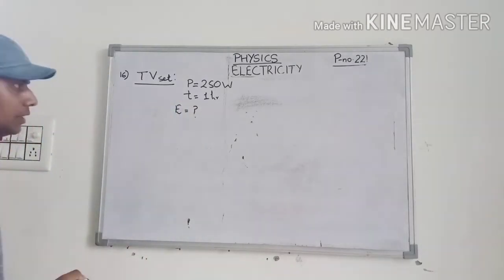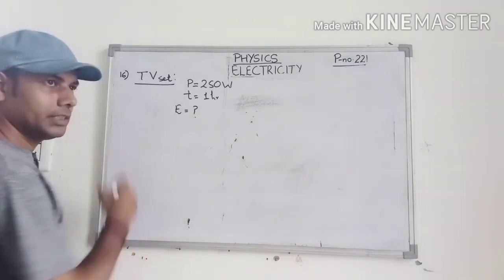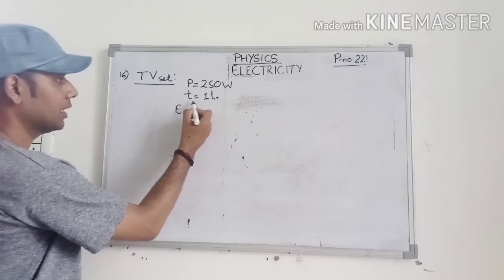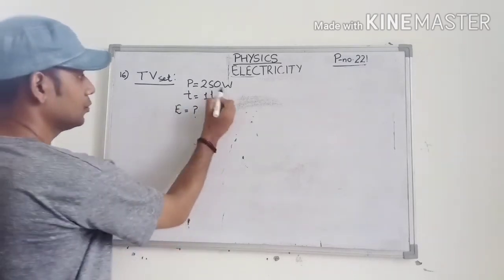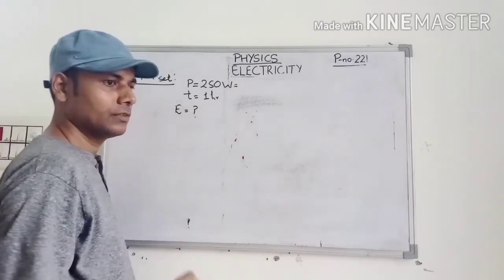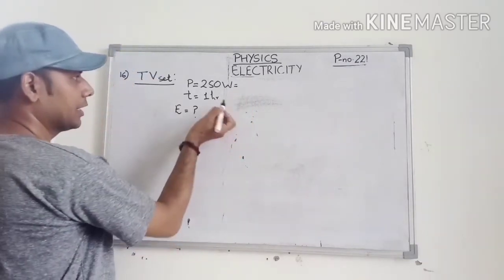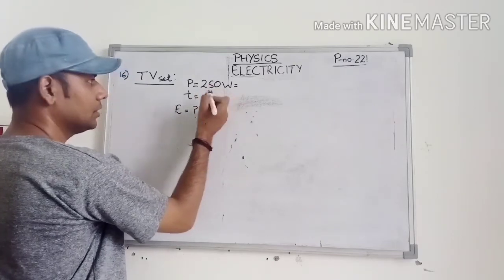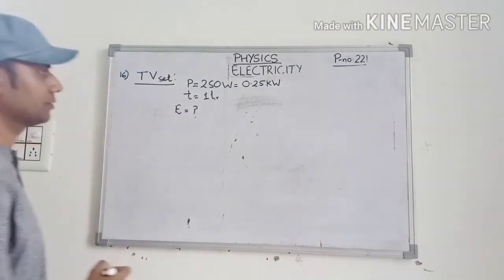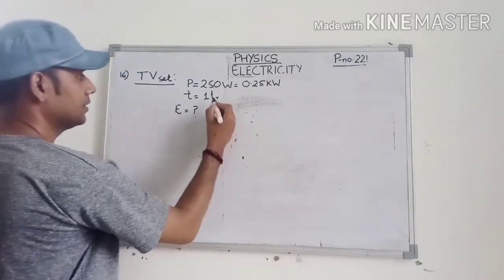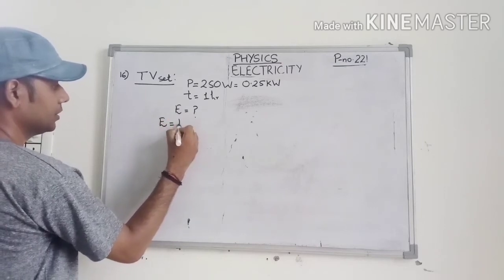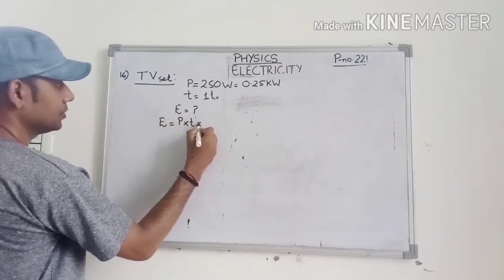As I have told you earlier, for calculating the electrical energy consumed, the power should be in kilowatts and time should be in hours. Here the power is given in watts, so we have to divide it by 1000 to convert it to kilowatts, or directly you can place the decimal after 3 digits from right to left, that is 0.25 kilowatts. Clear? Time is given already in hours. So what is the formula of energy consumed? It is power into time.